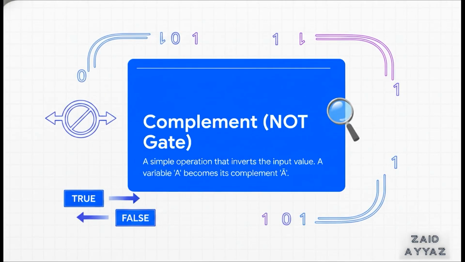And finally, we've got the simplest one of all, the NOT gate. It does, well, exactly what it sounds like. It just flips its input to the complete opposite. You feed it a true, it spits out a false. You give it a false, it gives you back a true. It's basically the opposite day gate.